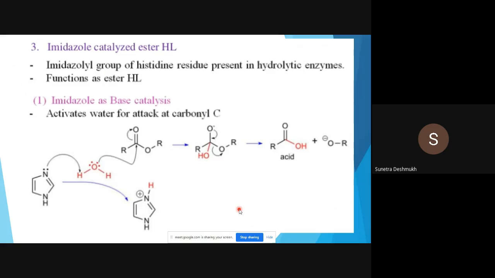Imidazole-catalyzed ester hydrolysis. We know that imidazole is present in the histidine molecule. The imidazolyl group of histidine residues present in hydrolytic enzymes functions in ester hydrolysis. Imidazole acts as a base catalyst: it activates water for attack at the carbonyl carbon. So we can use imidazole as a catalyst here.